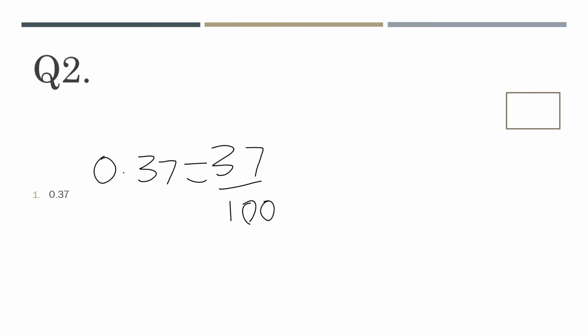So the next question, 0.37. The same procedure is applied here. So 0.37 equals 37/100. Now, if we see here, 37/100 cannot be simplified. So, as a percentage, this would be 37%, as 37/100.